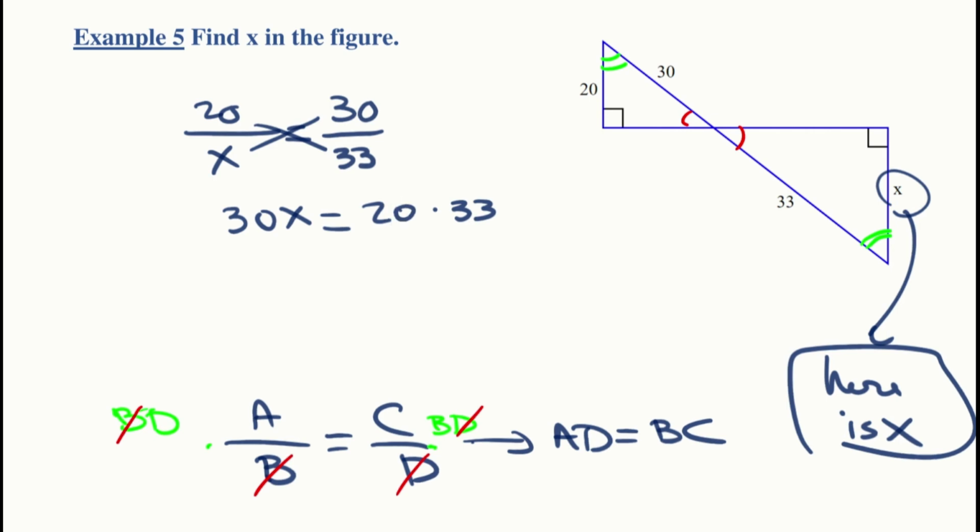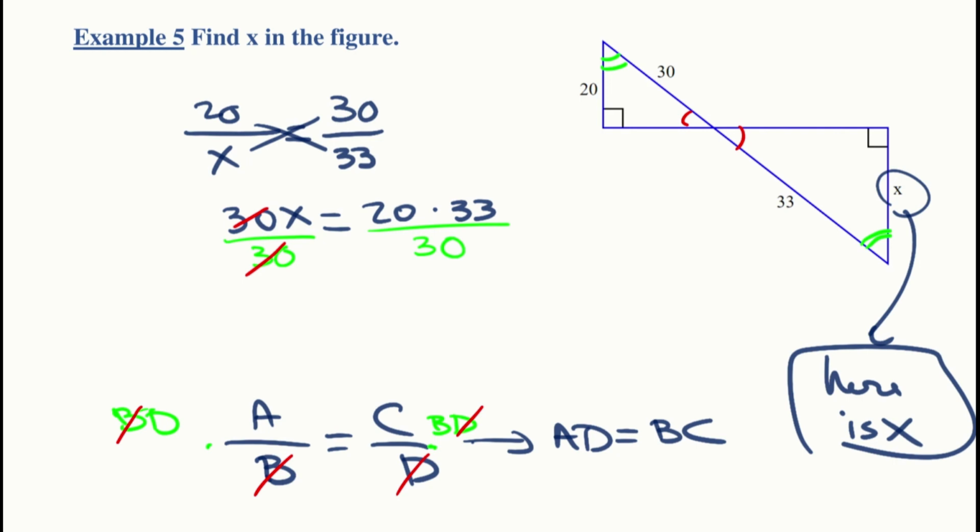So now we're going to divide both sides by 30. Notice I didn't multiply the 20 and the 33 because then it'll make it easier for me to simplify the right side. Watch. Notice that the 30s cancel here, right? So we just get 1x, which is x.